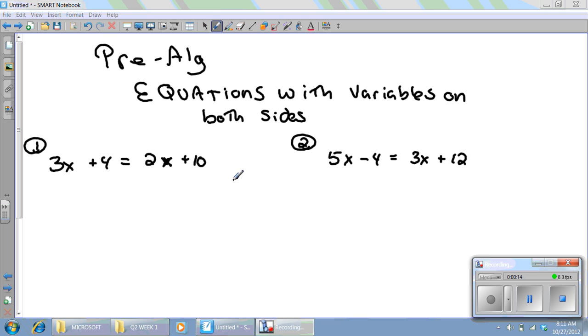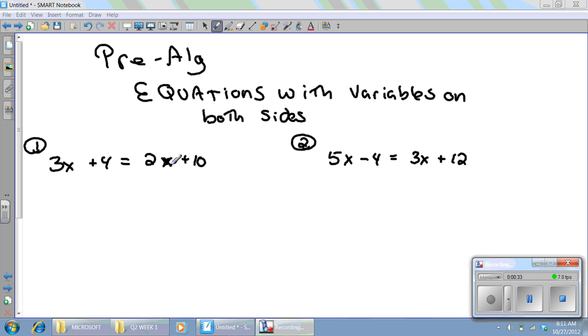And this is one that gives kids a fit, but I gotta tell you, it's too easy. It is just too simple. We're going to be solving equations with variables on both sides. Now, check this out. See problem number one here. You've got a 3x here and a 2x here. That bugs the heck out of some of you. Well, I'll tell you, it's this simple.